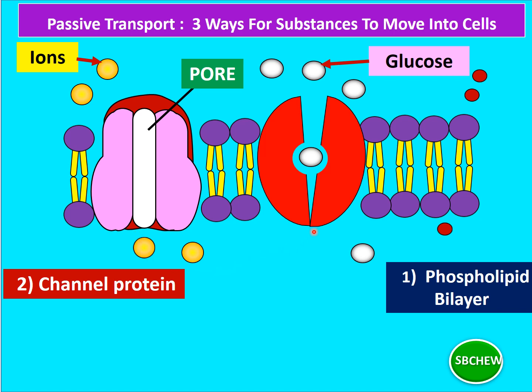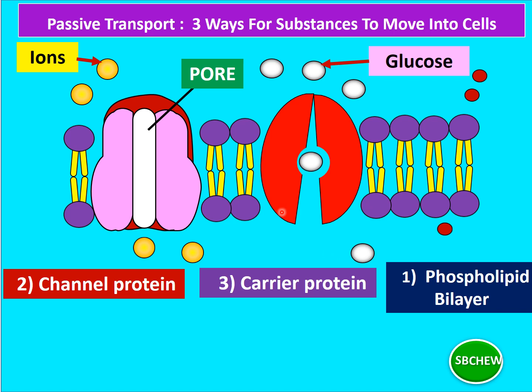Now the third way is by using a carrier protein, which can change shape in order to allow the molecule to go into the cell. For example, a glucose molecule, like this, changing shape, and then this allows the molecule to enter the cell. So there are three ways for substances to move into the cells. First way is through the phospholipid bilayer. Second way is by using channel protein. And the third way by using carrier protein. If it uses a channel protein or carrier protein, the type of transport is called facilitated diffusion, which we will study later in the next video.